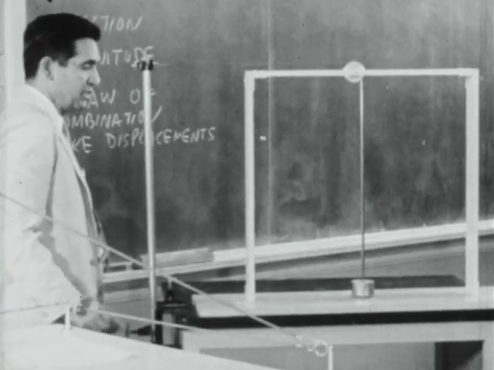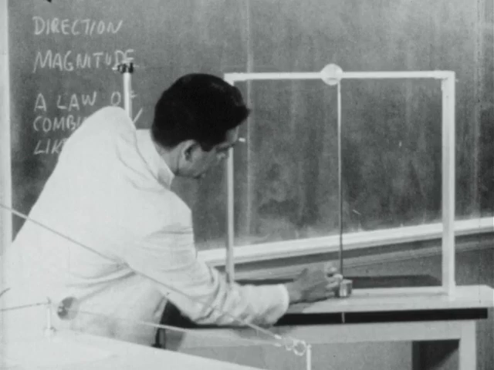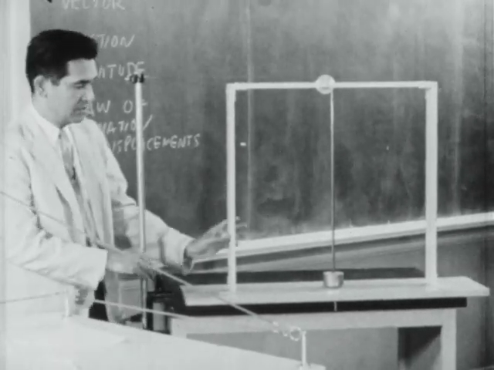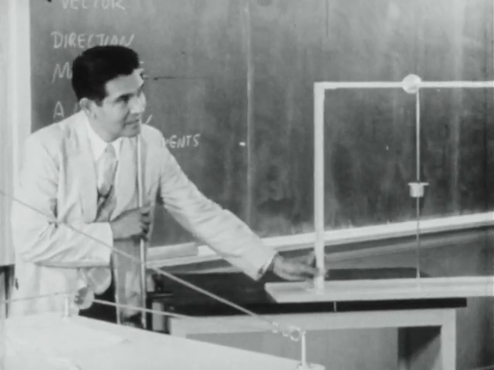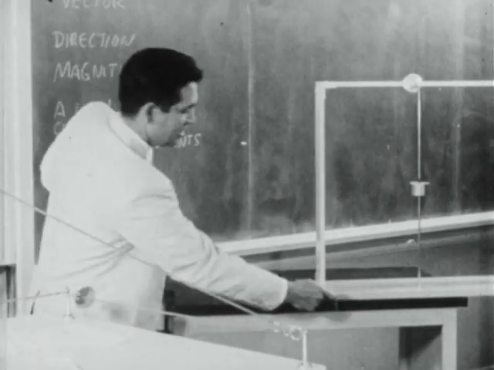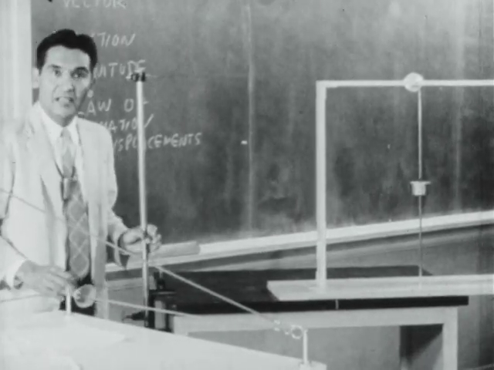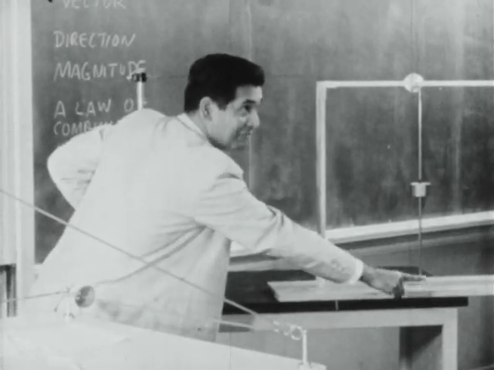Now, let me put a mark here just roughly to indicate where that is. Let's say that mark indicates approximately where that was. Now, let me push this, and let's see what happens. You see, it started here and ends up here somewhere. It underwent two displacements simultaneously, one horizontal and one vertical.